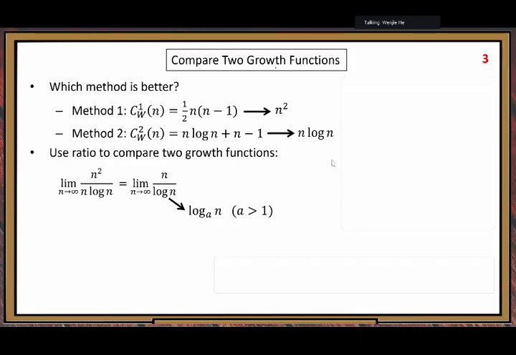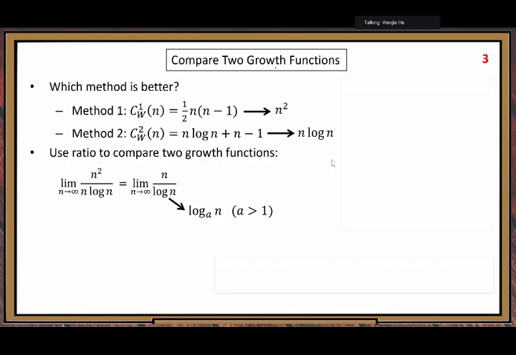For example, when n equals 1, the log function becomes 0. So we cannot use that. When n is less than 1 and greater than 0, the log function is a negative value. So that's not our growth function. Our growth function should be a positive function. So it's reasonable that we choose a positive number greater than 1 as the base.